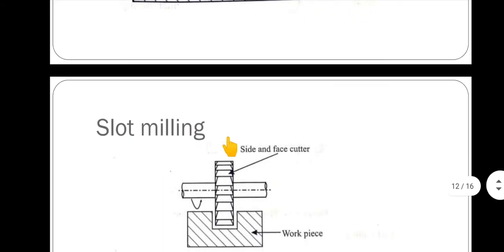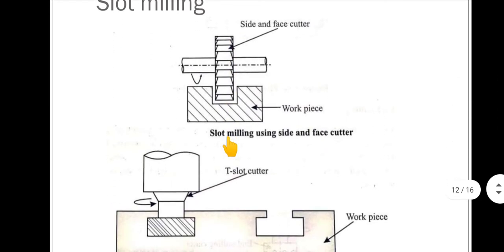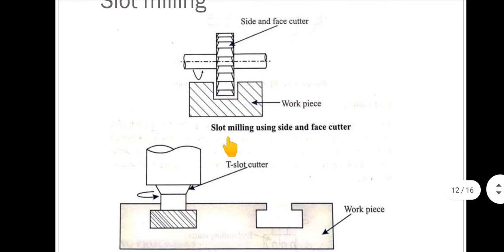Next one, slot milling. This is a process to make slots on the workpiece. Slots may be rectangular, T slot or dovetail slot. We can use both horizontal as well as vertical milling machines depending upon the type of slot required. You can see here the workpiece and the arbor. The side and face cutter is mounted on the arbor, and we get a rectangular slot. This is performed using a horizontal milling machine.